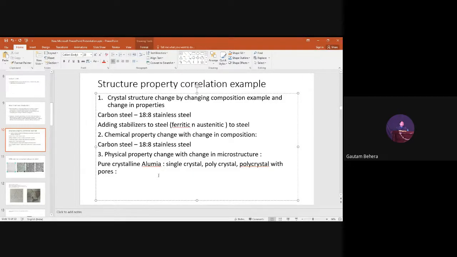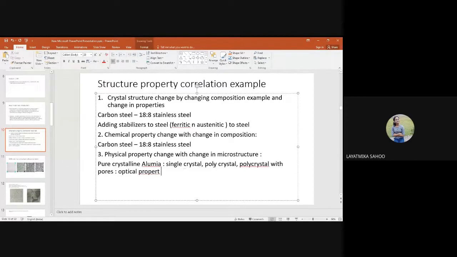Nobody has remembered? Yes, sir. What kind of properties will change? Optical property, right? Transparent, opaque. Very good. You remember that. In this single crystal case, you will get transparency. That means you can read out the letters, right?